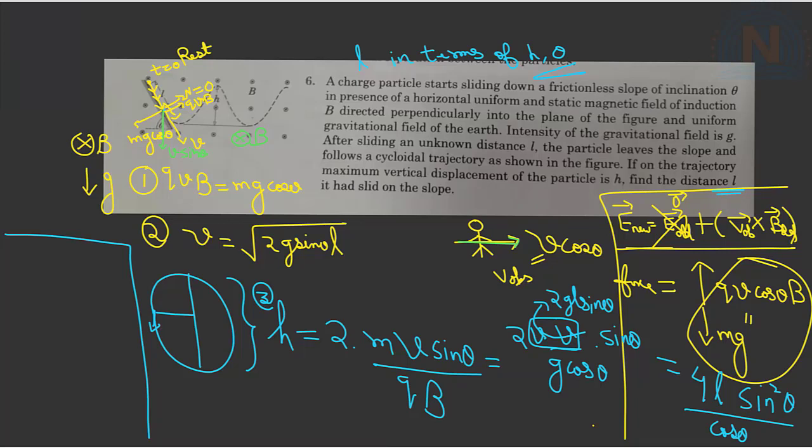Now have a look at the complete calculation once. The v term I have written m upon qB. When m upon qB is written, then v upon cos theta term is written. So just check the calculation. You solve it correctly. I'll write the equations. V is root 2gL sin theta. QVB I put as mg cos theta. Q v cos theta into B, that I have written as mg.